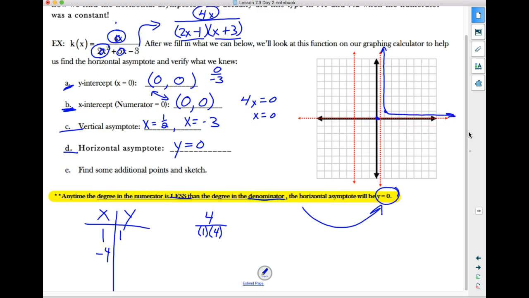And also, when I come out here at -4, well, that's going to give me -16 over, but a -4 times 2 is -8, so that's going to give me a -9.